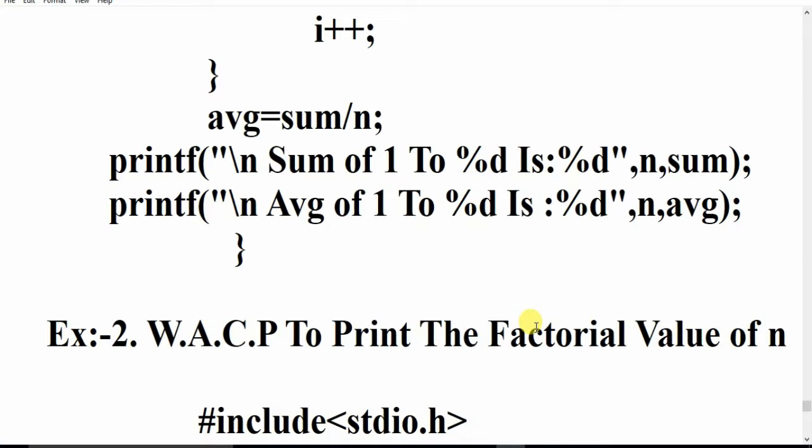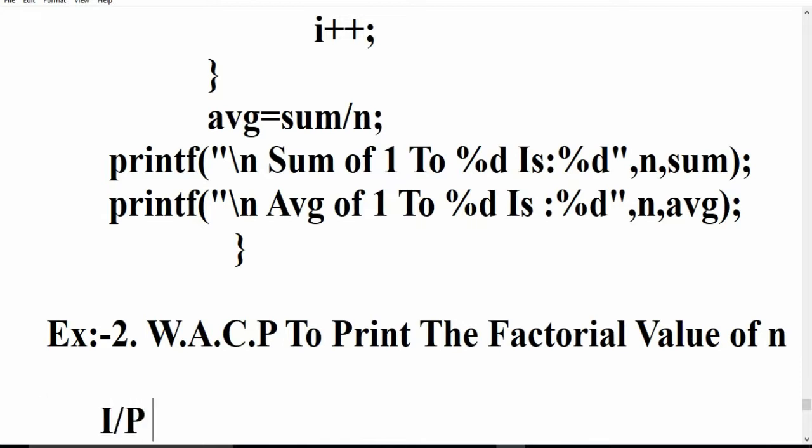Write a C program to print the factorial value of the number n. So how do we calculate the factorial value of n? As we know, mathematically the factorial value of n is nothing but n into n minus 1, n minus 2, like this. Let us, for example, say we entered the input of n as 5.